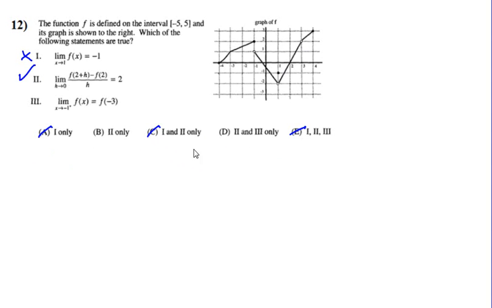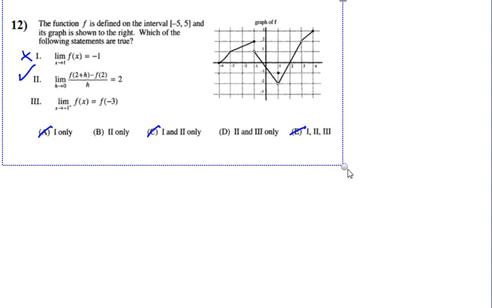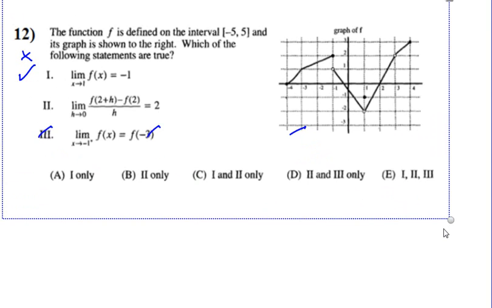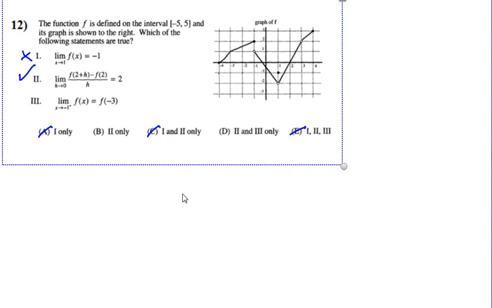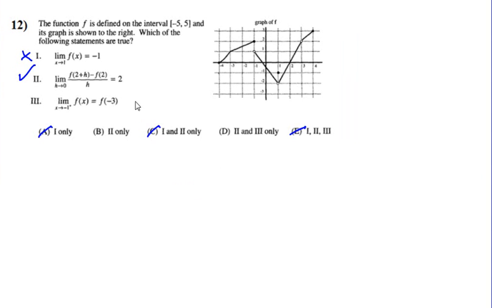So again, B and D are still possible. Next, the limit as x approaches negative 1 from the right. Let me make sure I'm reading that right. Negative 1 from the positive side, so that's going to be 1, which is equal to f of negative 3. Well, f of negative 3 is also equal to 1, so the limit from the right is 1, and f of negative 3 is 1, so they look like they're the same. So answer choice D is correct, 2 and 3.